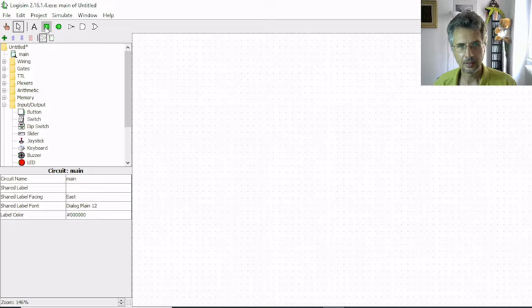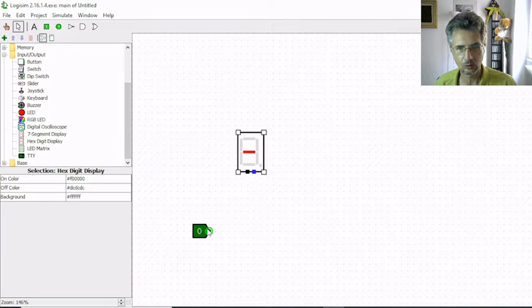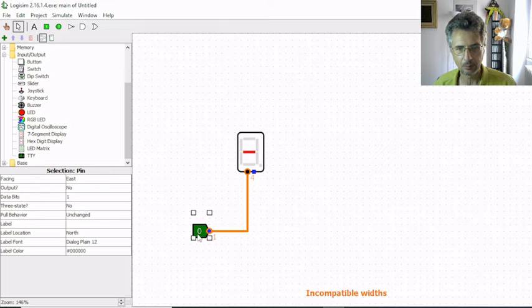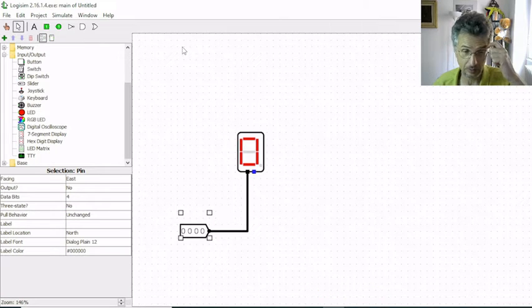I take an input pin here and a hex digit display here, and I connect the two in this way, and you notice here we have an error. The error is caused because here we need 4 bits in input, and this input pin is just 1 bit. So I have to change the data bits dimension here and choose 4. And now it's all okay.